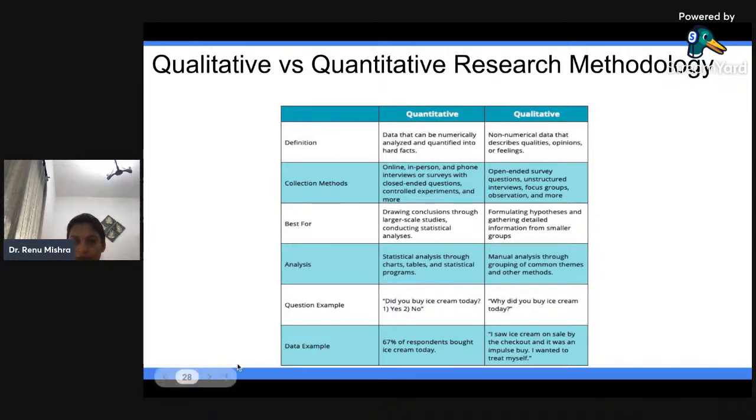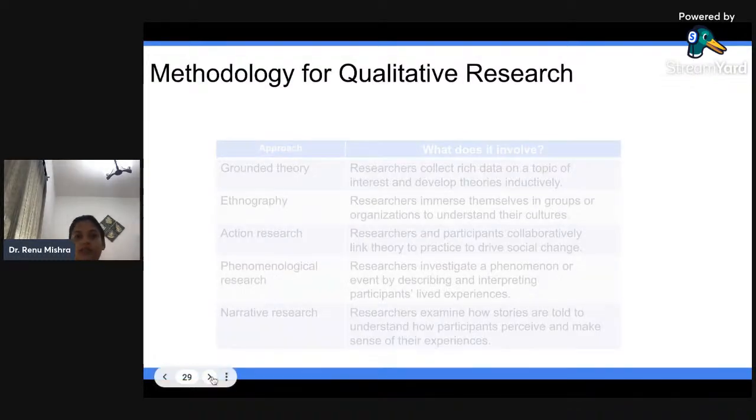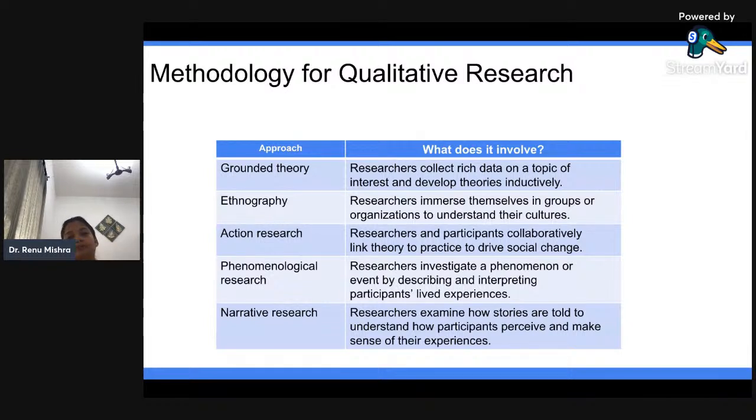Okay, all right, now if we want to combine both of them: 67% of the people bought ice cream today because it was on sale, and because of their impulsive buying behavior which erupts on seeing a sale, they wanted to treat their taste buds with an ice cream. Okay, so that's the kind of explanation we'll be going through. Somebody has typed no, can you please type why?